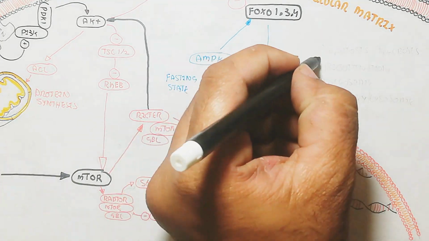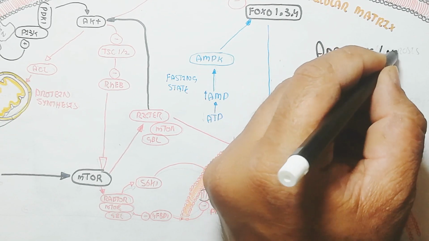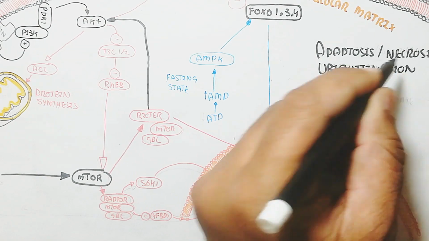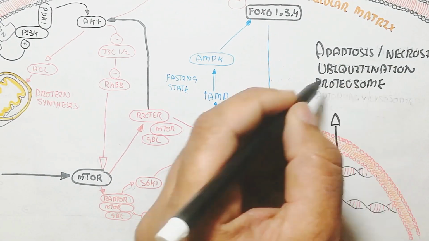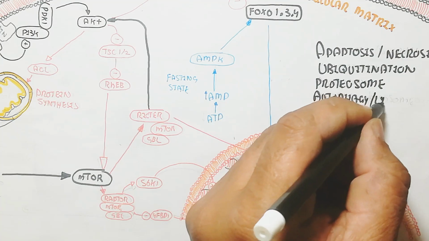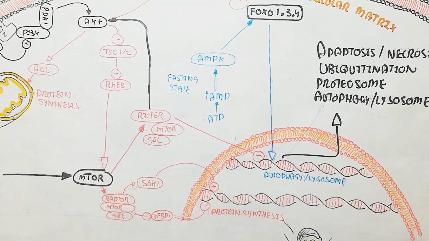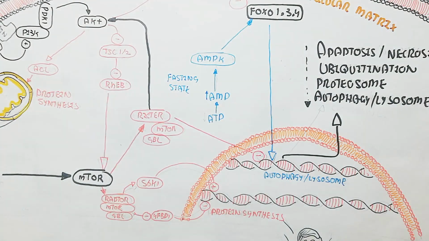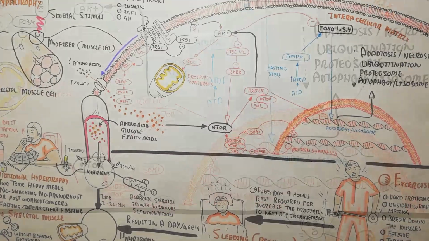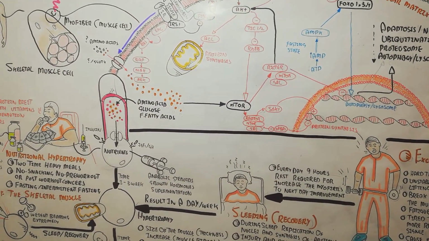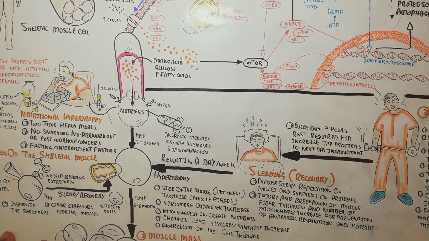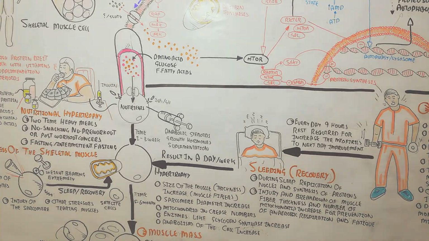Anyhow, these FOXO 1, 3 and 4 proteins trigger apoptosis, necrosis, ubiquitination, proteasome formation, autophagy, and lysosome-containing complexes, which will inhibit cell growth and favor apoptosis rather than cell survival. But this is due to fasting. So when you fast, you will prevent cancer, because mTOR is responsible for causing cancer. But when you injure yourself, it will work normally. So remember that. This is hypertrophy.